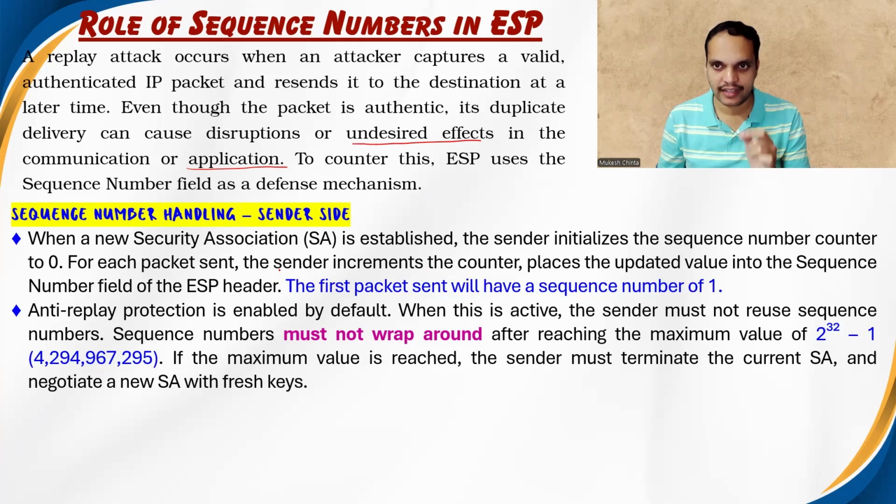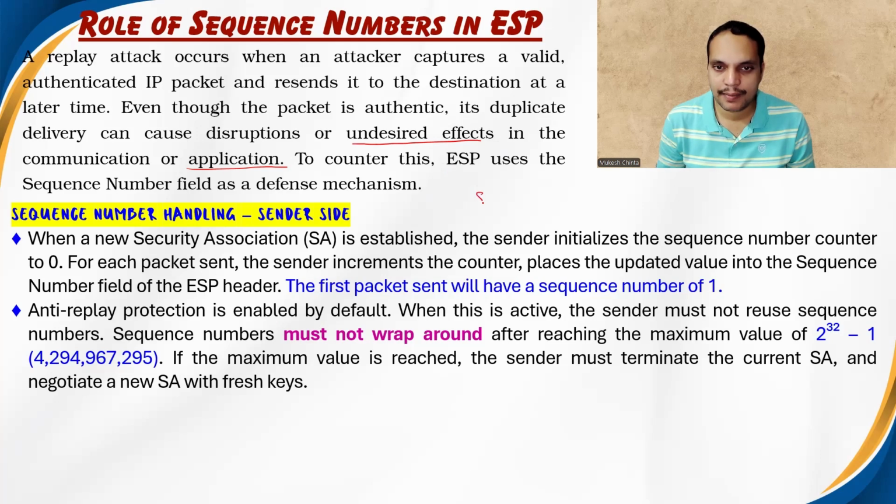For each and every packet that is sent in this particular security association, the counter keeps incrementing by 1: 0, 1, 2, 3, 4, 5, 6, like that. So the sequence number corresponds to the number of the packet that is being sent in this SA. Whenever the counter is incremented, that value is placed into the sequence number field. The first packet that is sent will have a sequence number of 1. Anti-replay protection is enabled by default. So when this is active, the sender must not reuse the sequence numbers.